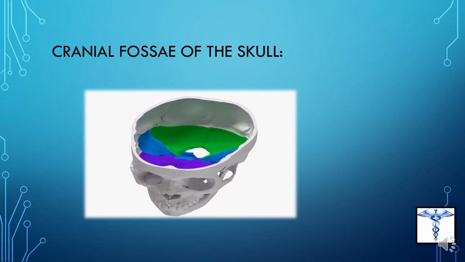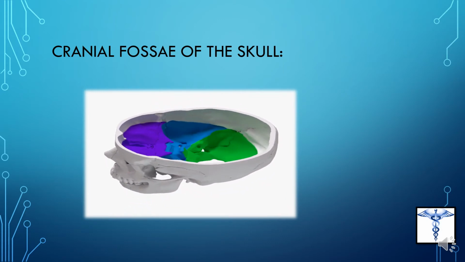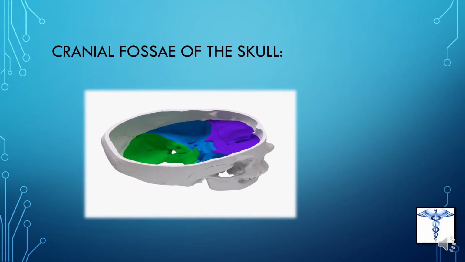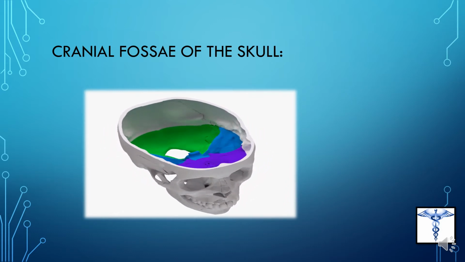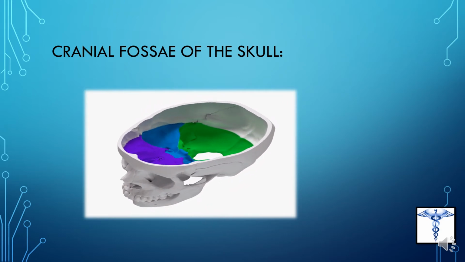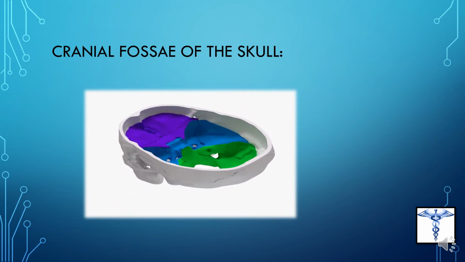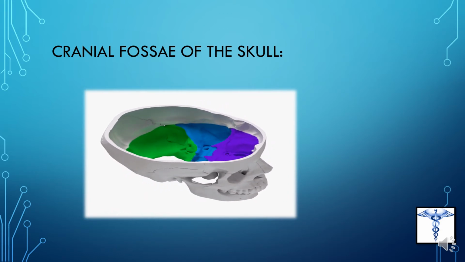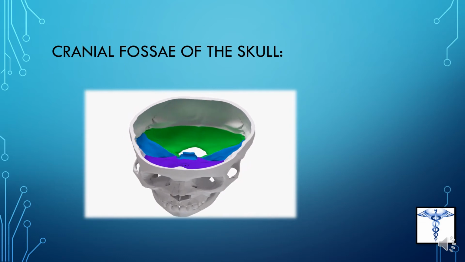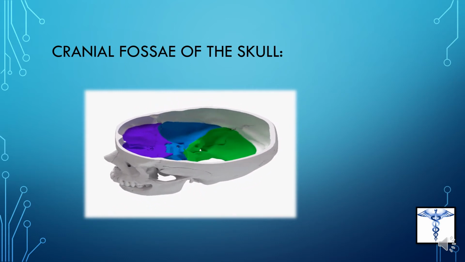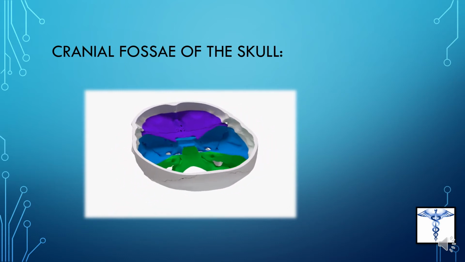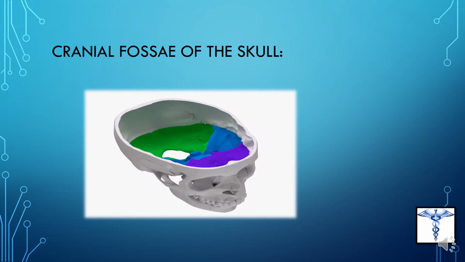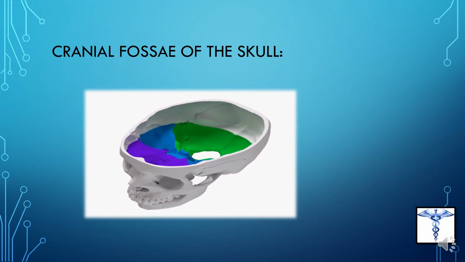The anterior cranial fossa lodges the frontal lobe of the cerebral hemisphere. The middle cranial fossa lodges the temporal lobe of the cerebral hemisphere, while the posterior cranial fossa lodges the occipital lobe of the cerebral hemisphere. The shallowest of all the cranial fossae is the anterior cranial fossa. Intermediate is the middle cranial fossa, while the largest and deepest fossa is the posterior cranial fossa. Today we are going to discuss each of these fossae one by one in detail.